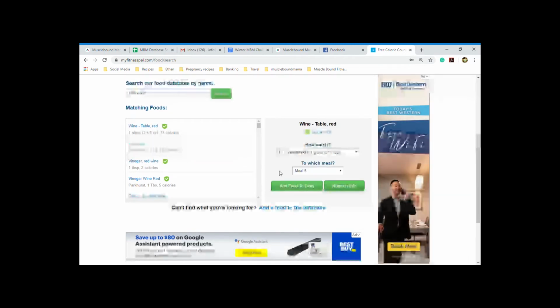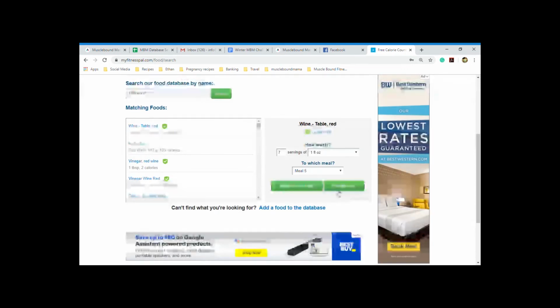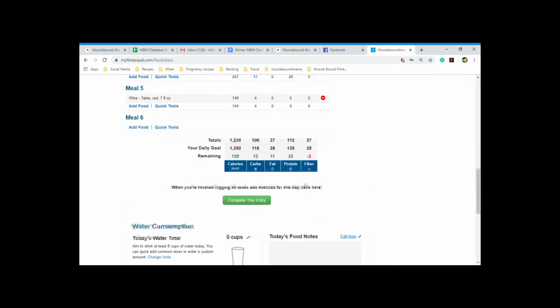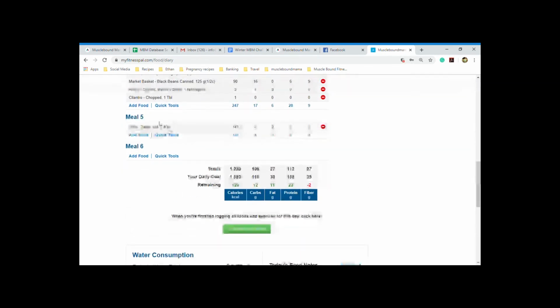So when I choose this option, I'm going to go down to ounce, and I usually pour myself a 7-ounce glass. So I'm going to add that to my food diary, and I will see in a moment how many calories I have left. So even with this glass of wine, I still have 120 calories left over. That's pretty reasonable, right? So you'll also notice while we're here that this glass of wine shows only 4 carbohydrates.